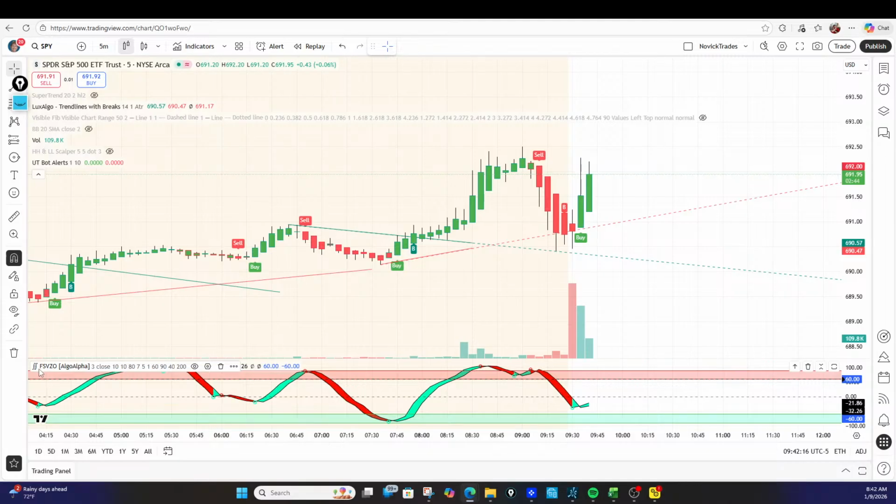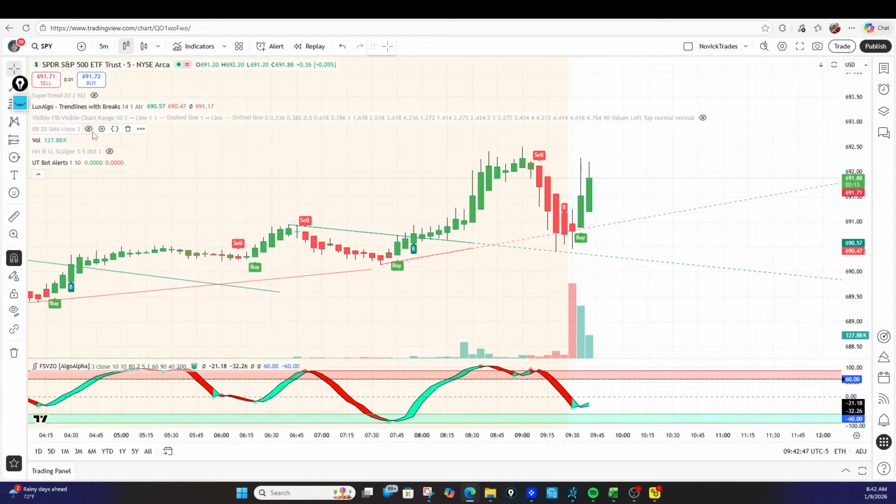This is the Fourier Smooth Volume Zone Oscillator. That's a mouthful, but basically, it's just a volume zone oscillator. It kind of tells where the volume is at and where it's headed. When we see a green circle, that's usually a good entry point. Now here it's at 9:30, but I don't trade at 9:30 because the market is too crazy. So I'm just going to wait on this one a little bit.